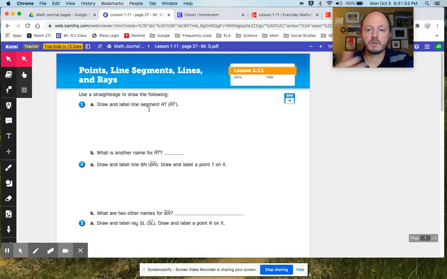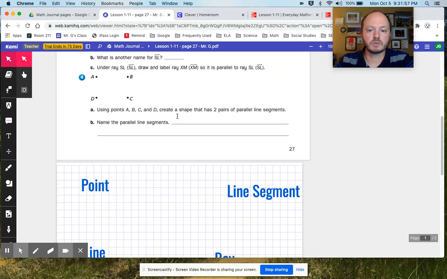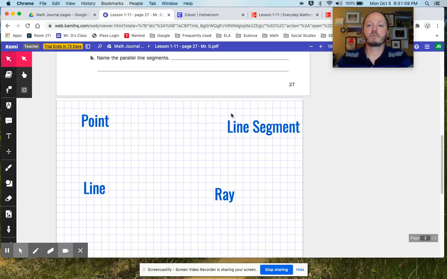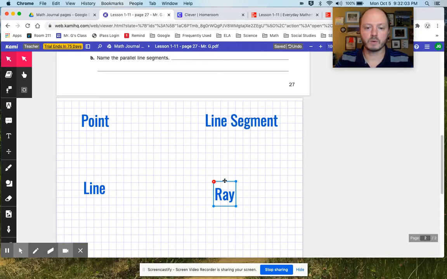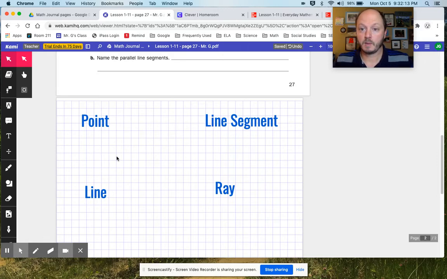Okay, so this is our journal page. Our journal page is page 27. But before we can continue, let's talk about these four big words: point, line segment, line, and ray, right? And a point. A point is an easy one. A point is any dot or any spot in space.